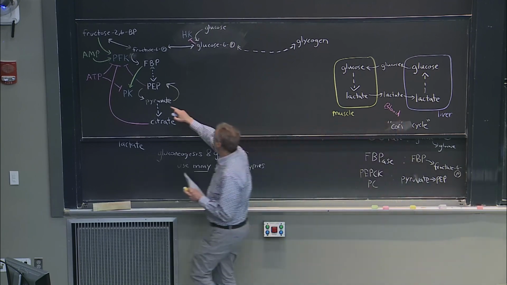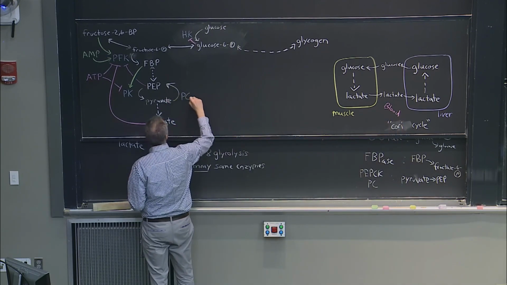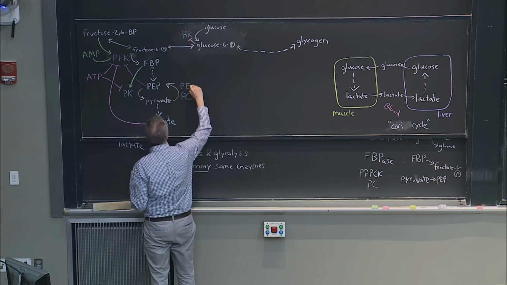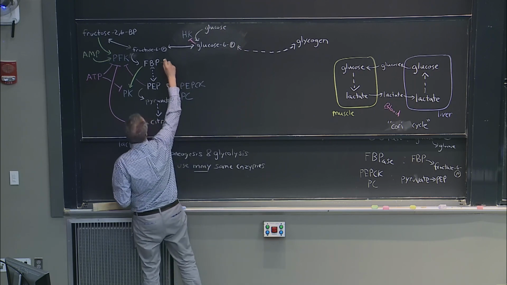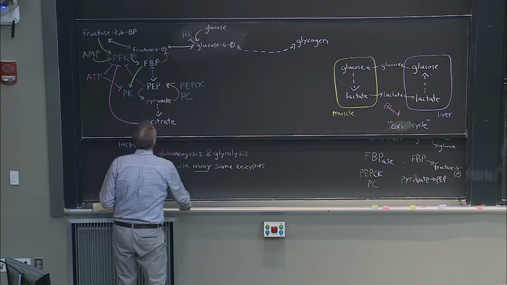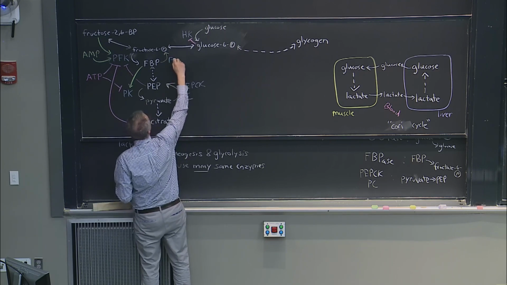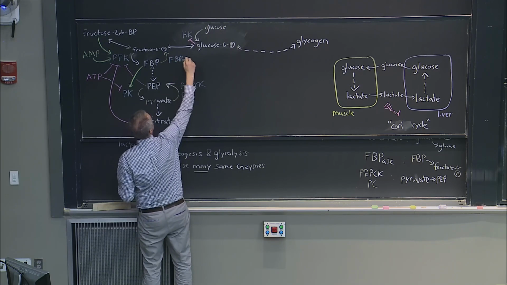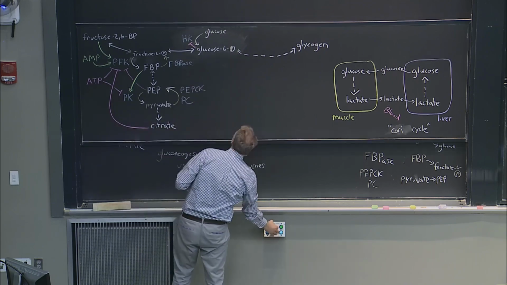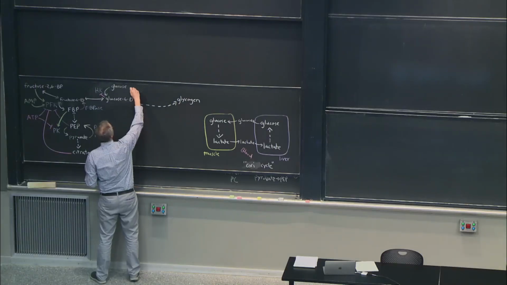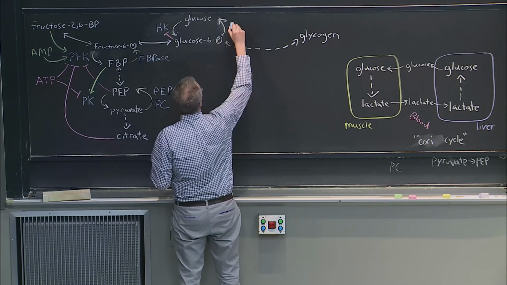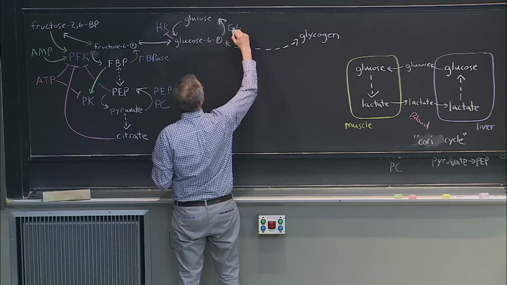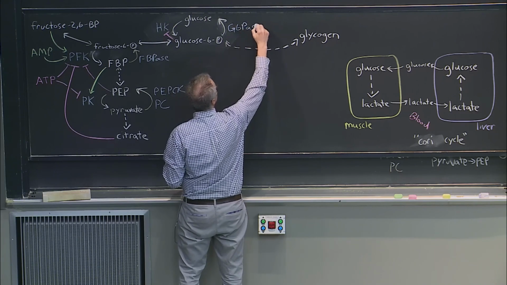So to get back from pyruvate to PEP, 2 enzymes: pyruvate carboxylase and phosphoenolpyruvate carboxykinase. To get from fructose-1,6-bisphosphate to fructose-6-phosphate, an enzyme called FBPase. And to get from glucose-6-phosphate back to glucose, an enzyme called glucose-6-phosphatase.